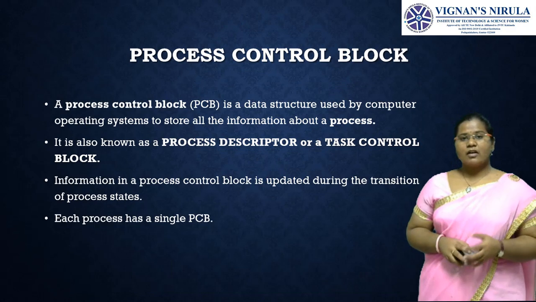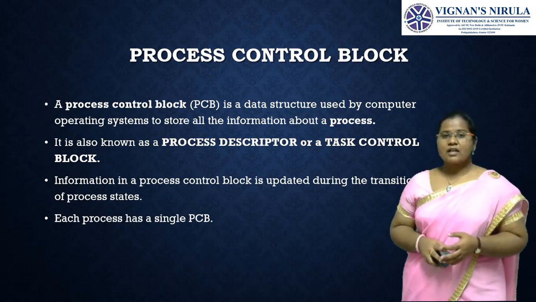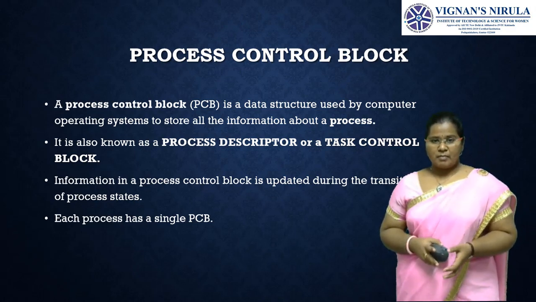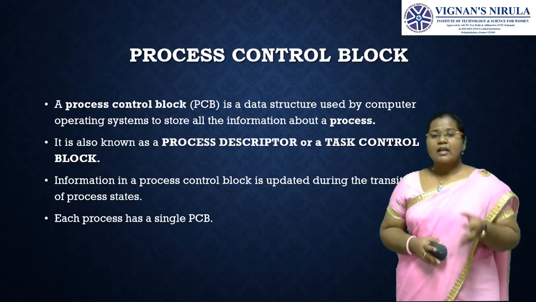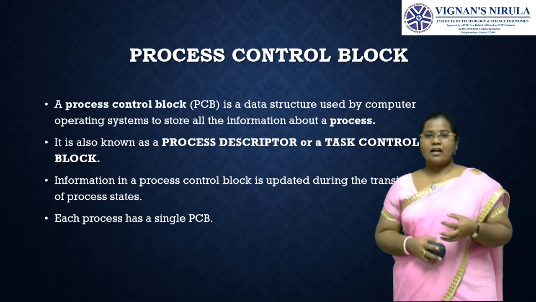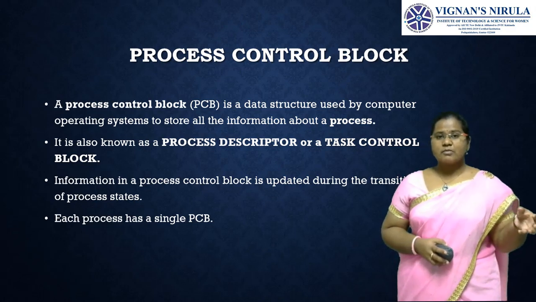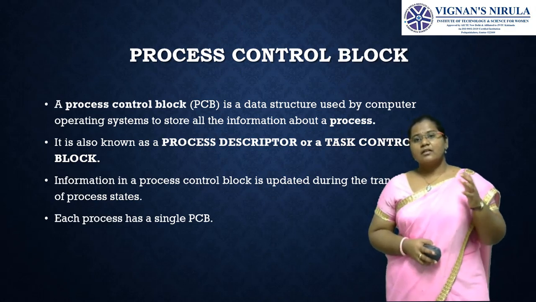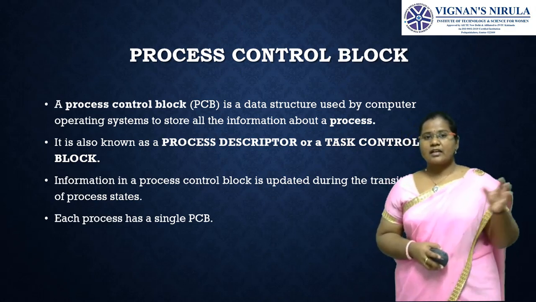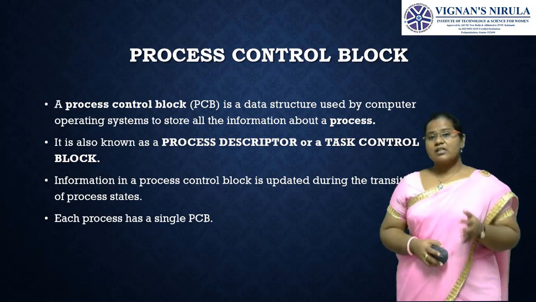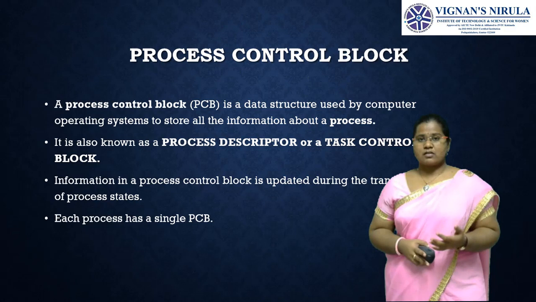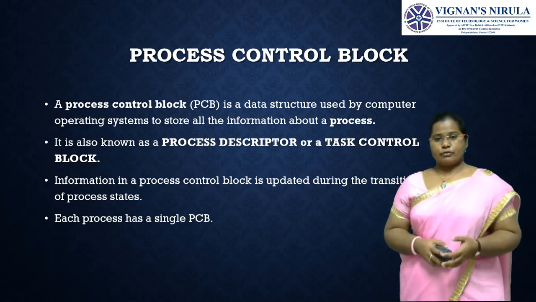And next comes your process control block. The process control block is a block of memory which is present in your main memory. It is used to store the data regarding a process which comes for execution. As soon as a process loads into the main memory, a process control block is created for that process. This process control block is also called a task control block or a process descriptor, because it describes the process which has come for execution.